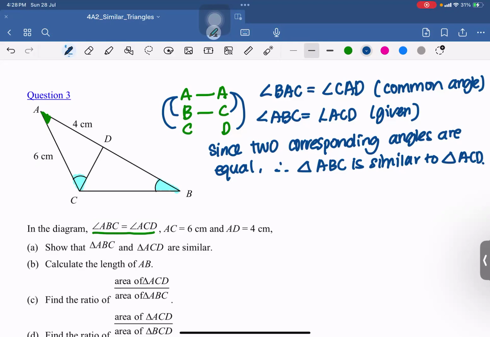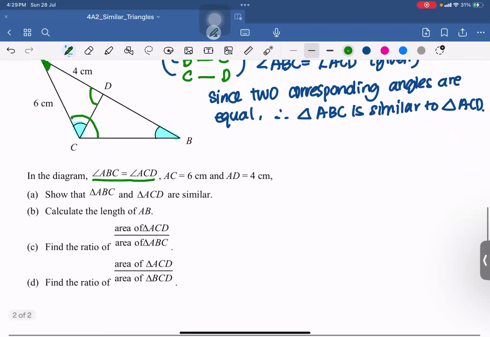So now we know that, last but not least, point C over here will match with point D. Point C is angle ACB, which matches with angle ADC. Okay, so they are matching. Maybe we might need it later.